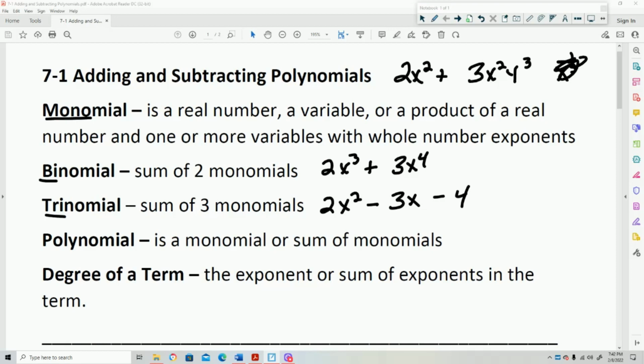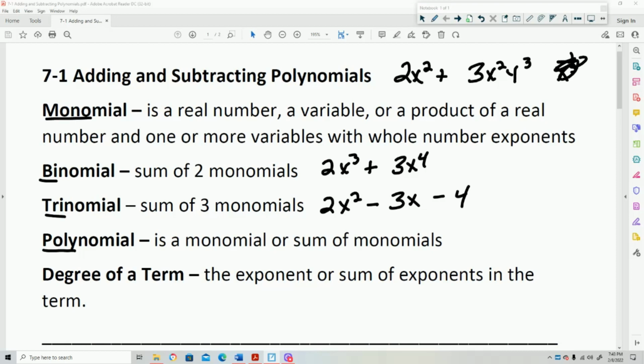Trinomial, three terms. A polynomial is a monomial or a sum of monomials. So if we have one or we have many added together, we call it a polynomial. Poly meaning many, I believe. Polynomial. And the last thing we're going to look at today is the degree of a term.